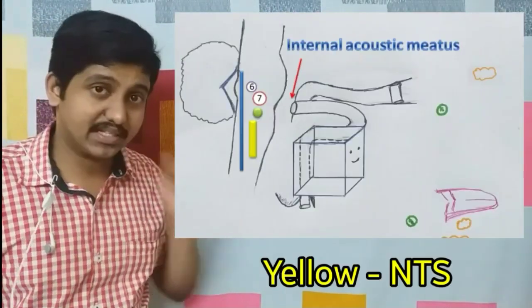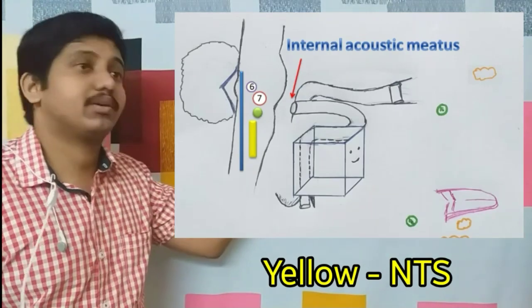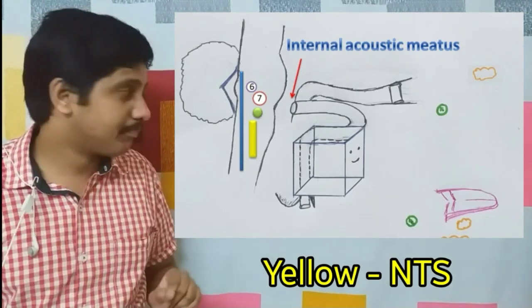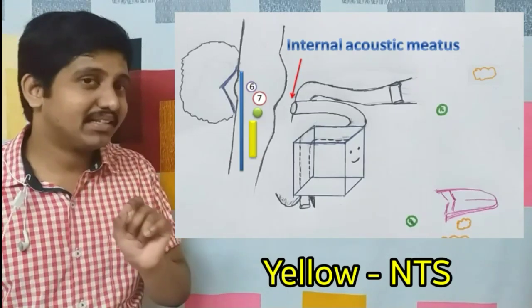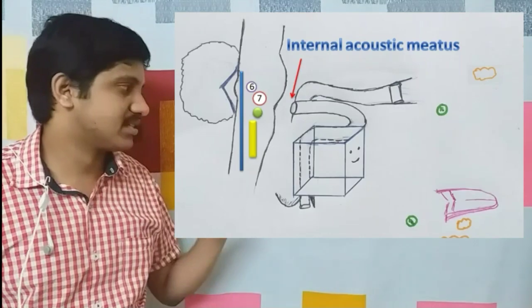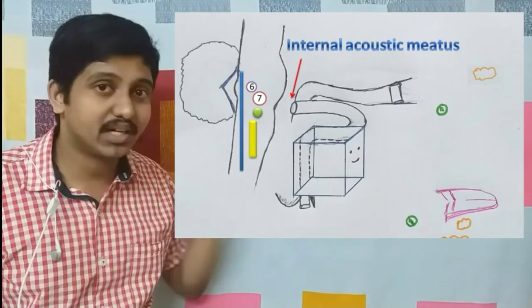The next nucleus is the nucleus tractus solitarius, NTS. What does it supply? It detects the taste sensations from the anterior two-thirds of the tongue.